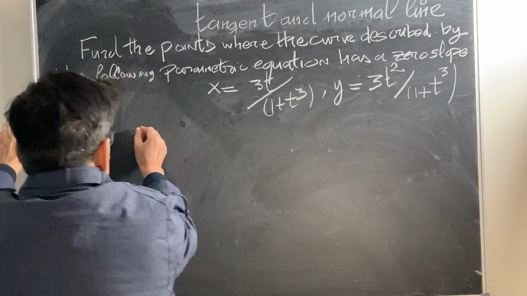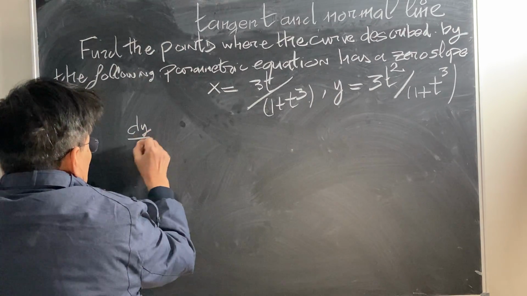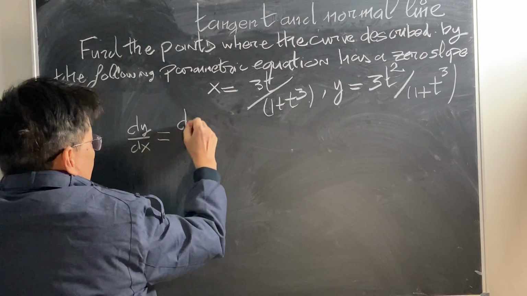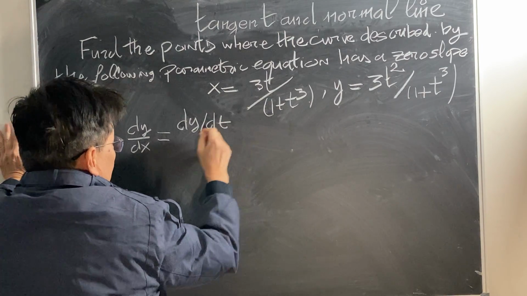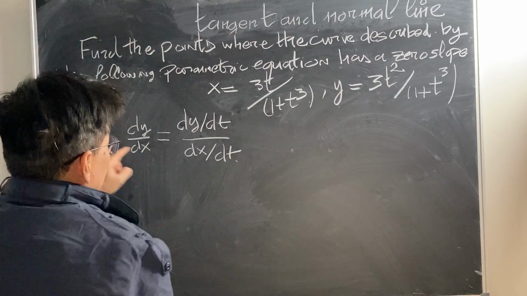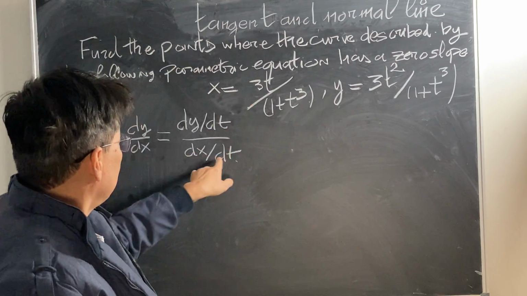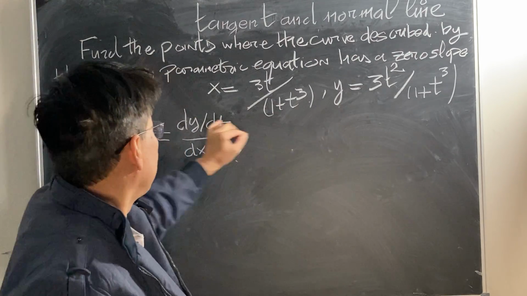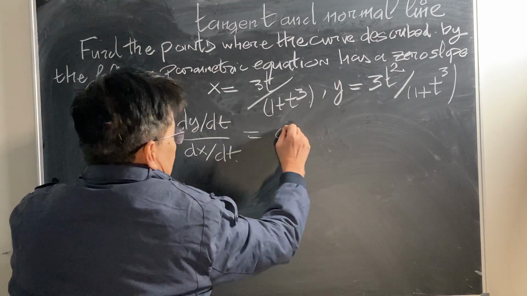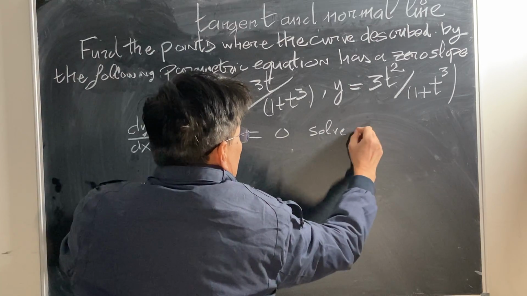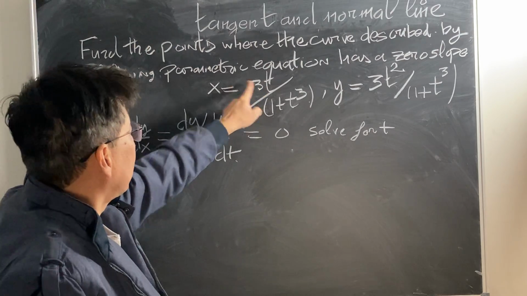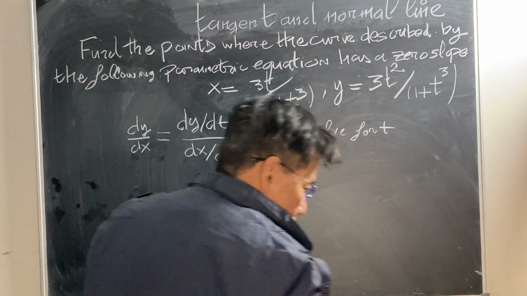Okay, so now we need to take the derivative dy over dx. By the chain rule, dy over dx equals dy over dt over dx over dt. So you need to take the derivative of dx over dt, and the derivative of dy over dt, and then divide them, and you get dy over dx. Set it equal to 0 and solve for t. When you get t, you put it back in here and you get x and y. Okay, so let's go for that.